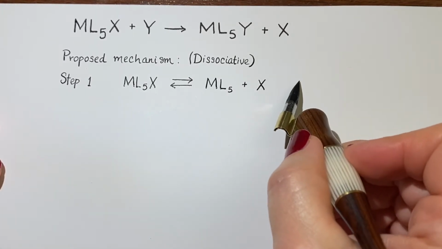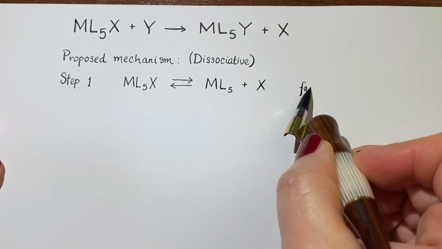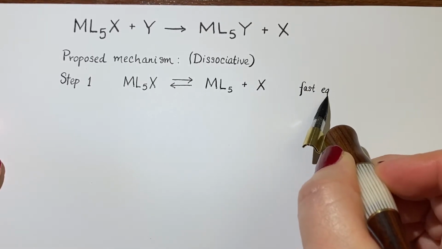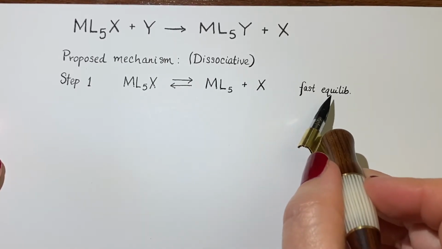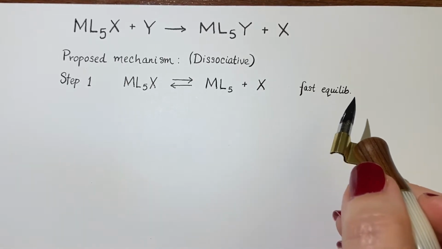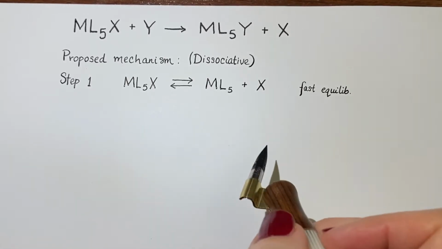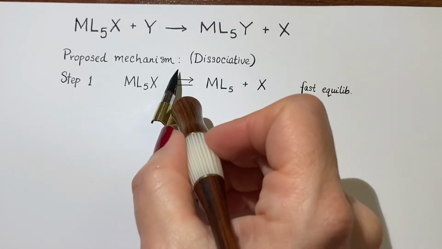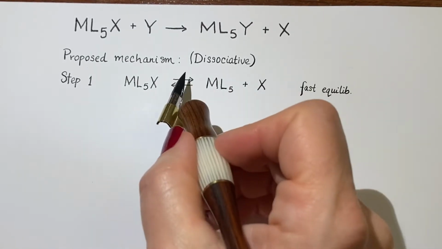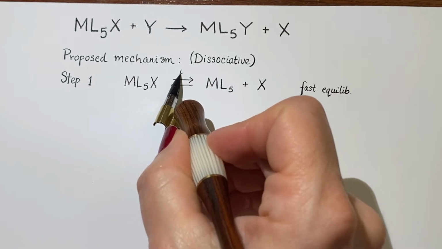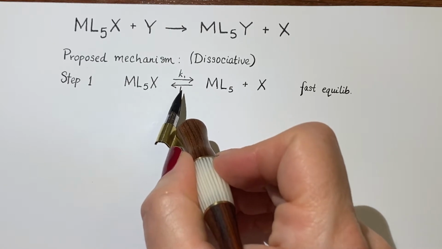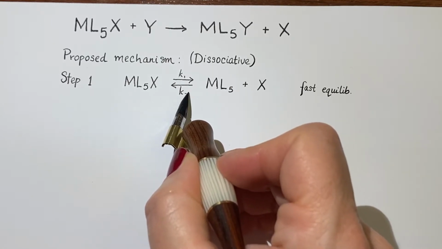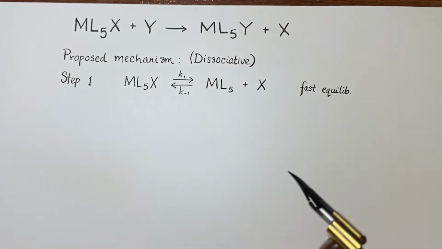Now, as I said, this is a fast equilibrium, and stating which steps are faster, but more importantly, which is the slow step, is part of a mechanism. So we do want to include that. And since this is step 1, we can say this is the rate constant associated with the forward direction. But there's also a reverse here, and we'll call that k minus 1 in this case.